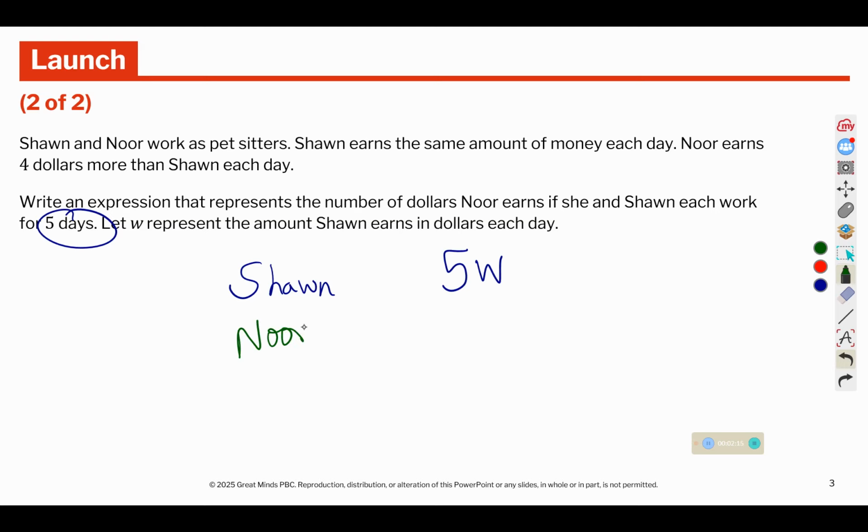Well, Noor has the same amount that Sean earns per day, but $4 more than that. This is the amount she earns in 1 day. So for 5 days, she would earn 5 times that amount. We could also rewrite this as 5W plus 20 because 4 times 5 days is 20 extra dollars.